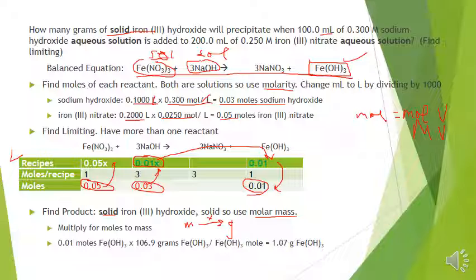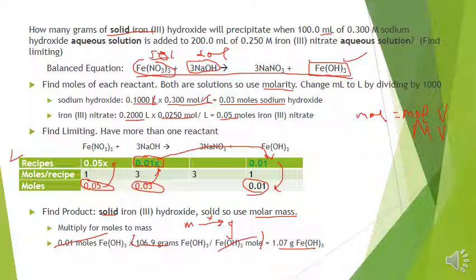So we have 0.01 moles times 106.9, and when you do that, you see that the moles cancel out. You may want to put these in parentheses just so it doesn't get confusing. Then you end up with grams of iron hydroxide. So there's your answer.